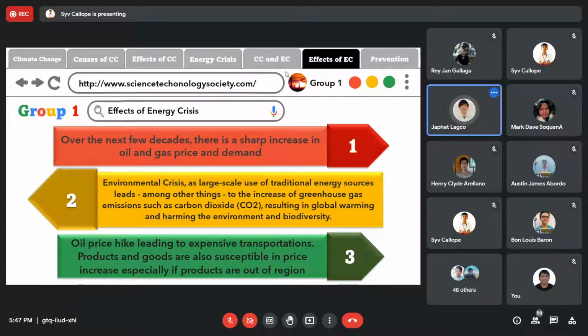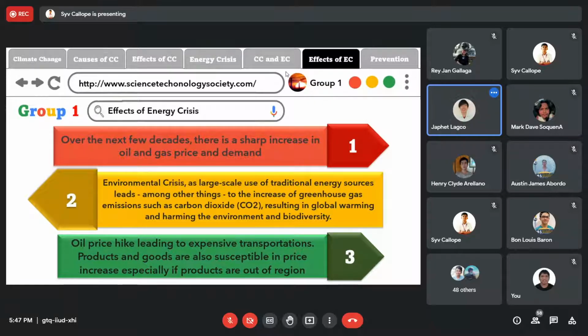For the second effect, the energy crisis is indeed a crisis because it leads to another crisis, that is the environmental crisis. It is because when we use oil, it emits carbon dioxide, resulting in global warming.